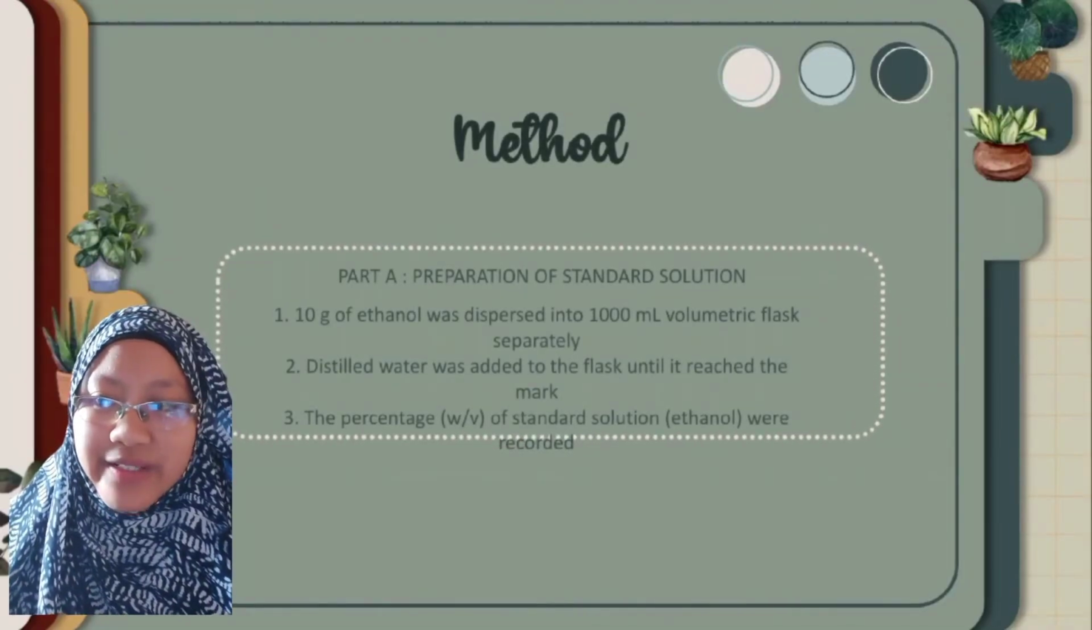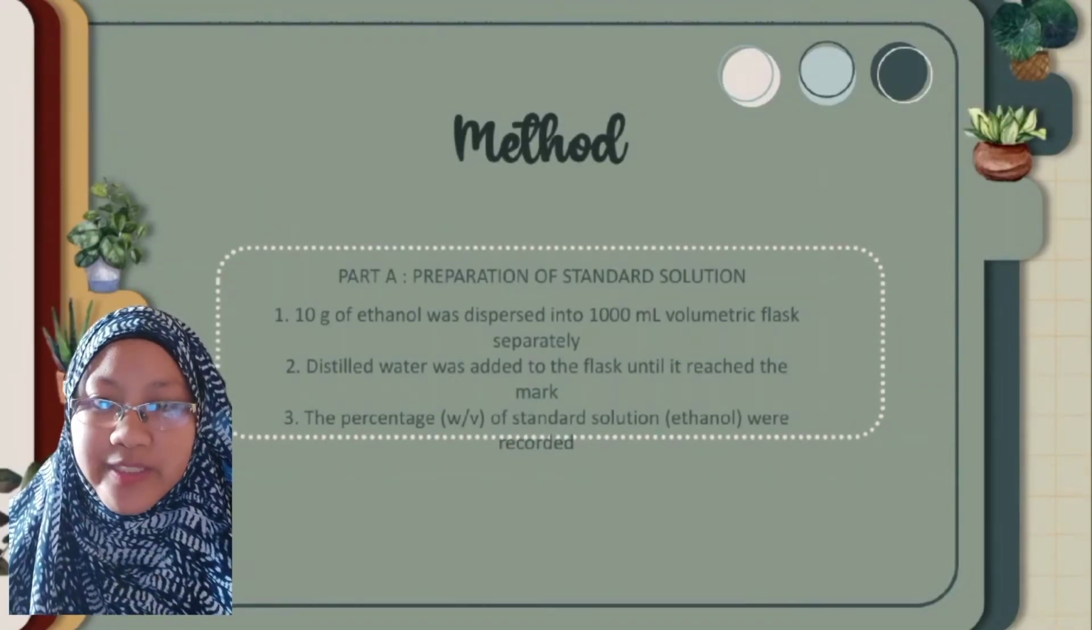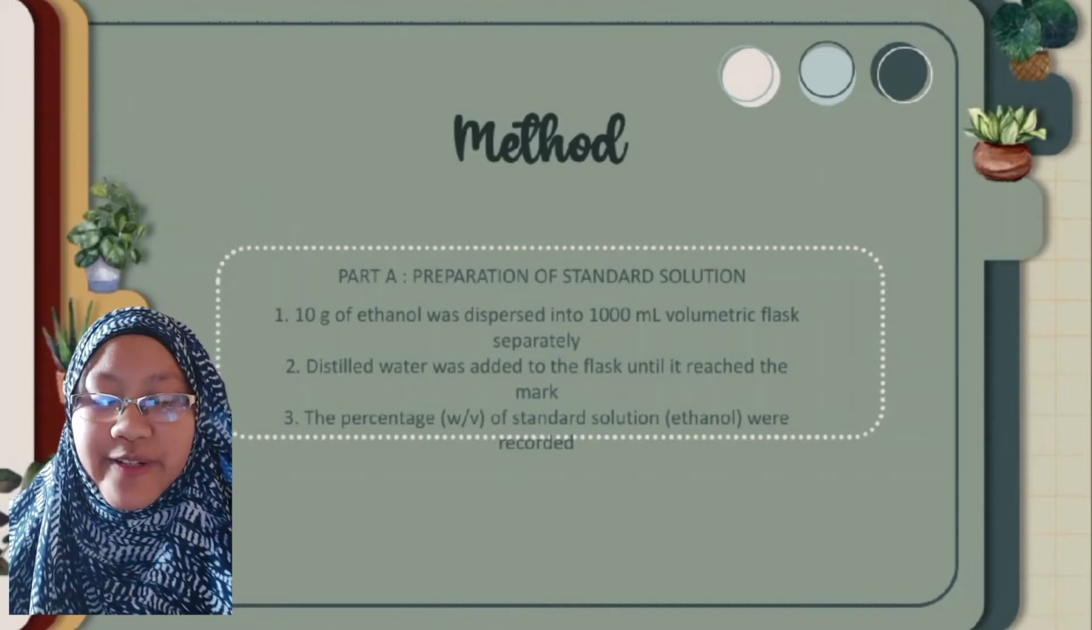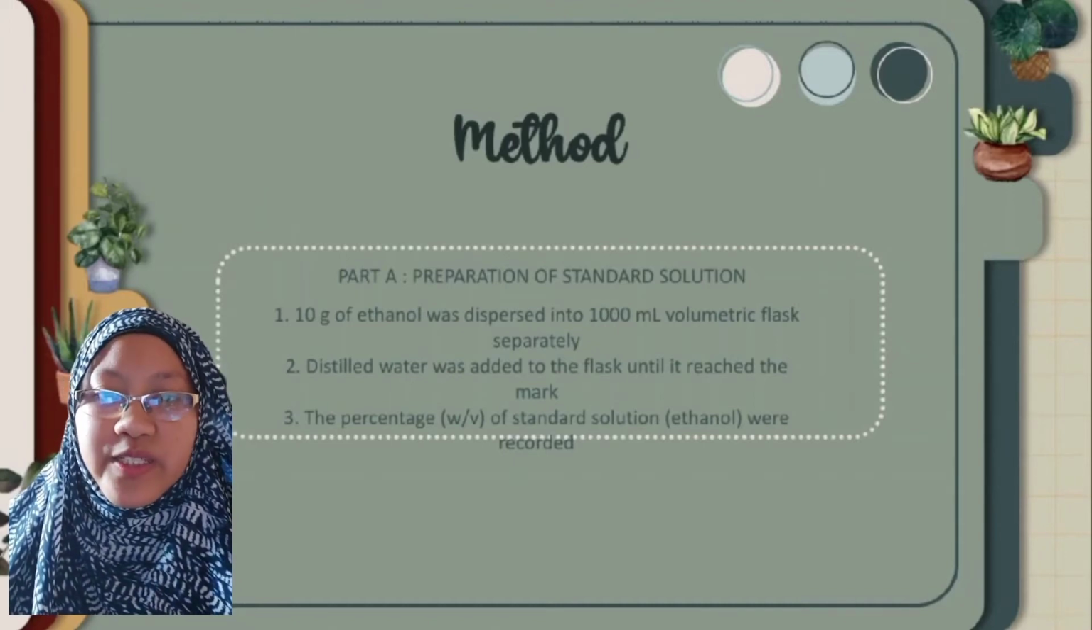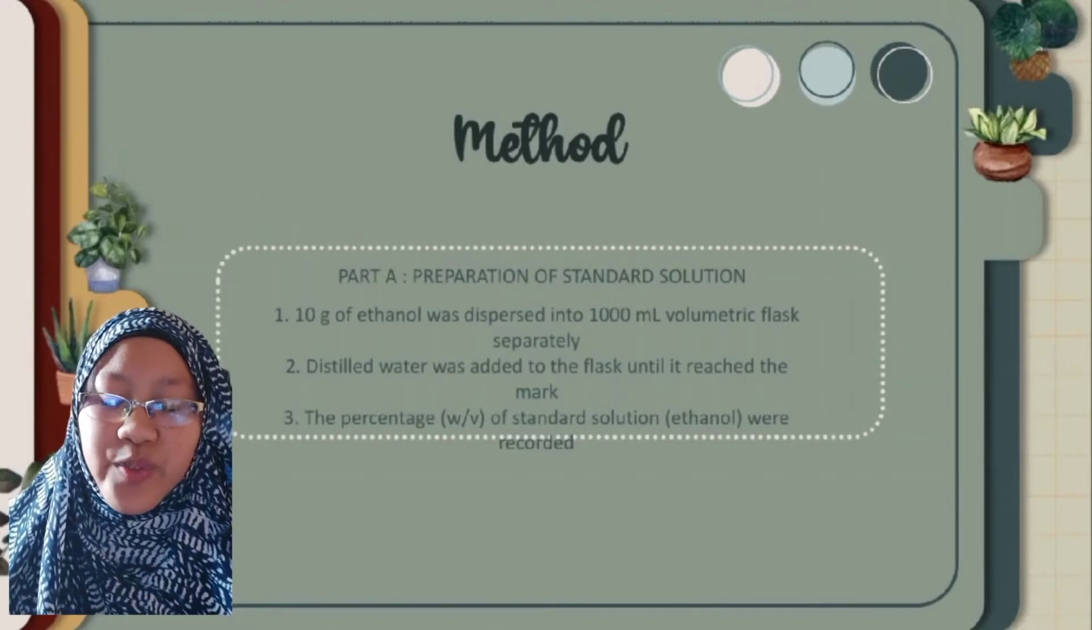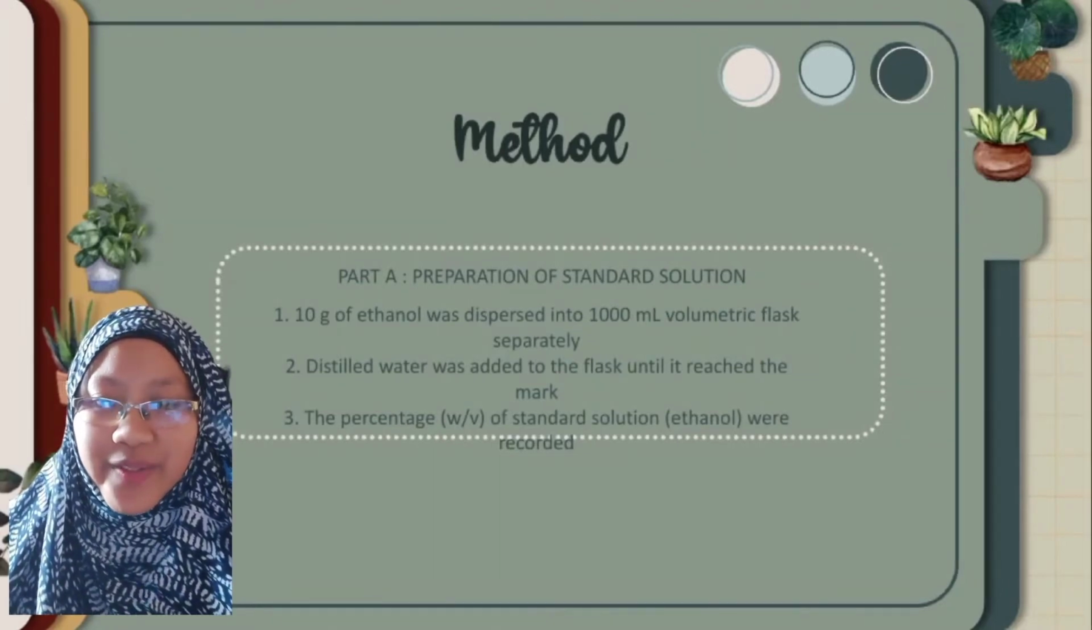So for the method of this experiment, there are three parts, part A, B and C. For part A, preparation of the standard solution. Number 1, 10 grams of ethanol was dispersed into a 1000 milliliter volumetric flask. Separately, distilled water was added to the flask until it reached the mark, and the percentage weight over volume of the standard solution of ethanol was recorded.